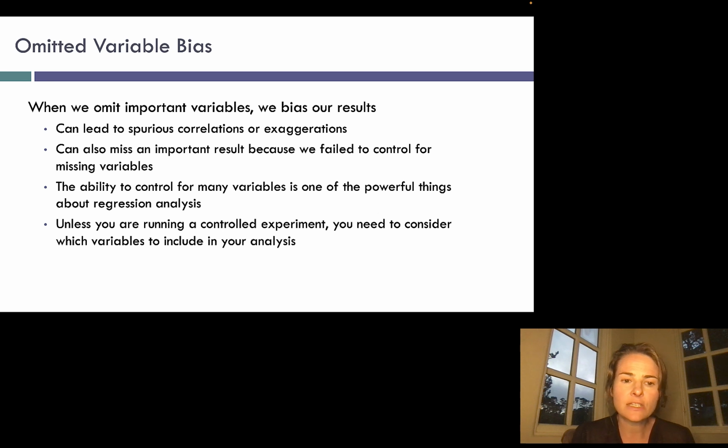The ability to control for many variables is one of the powerful things about regression analysis. Arguably, controlling for missing variables may not be powerful enough, and we're going to talk about some additional causal methods to really try to hone in on causality next quarter. But unless you're running a controlled experiment, at the very minimum, running a regression where you control for omitted variables is an important thing to do.